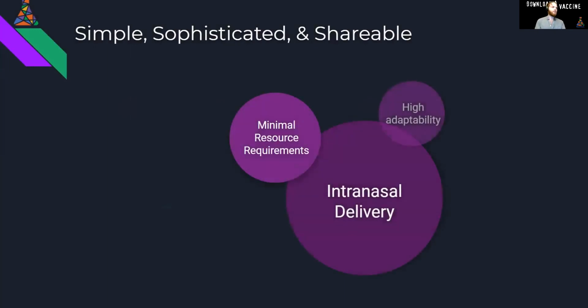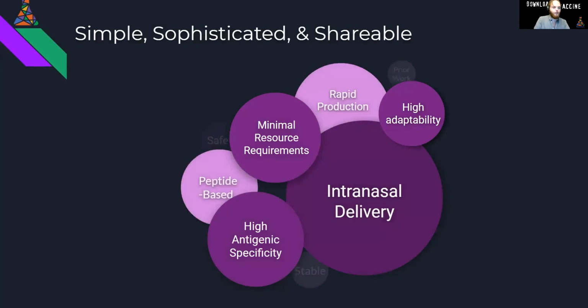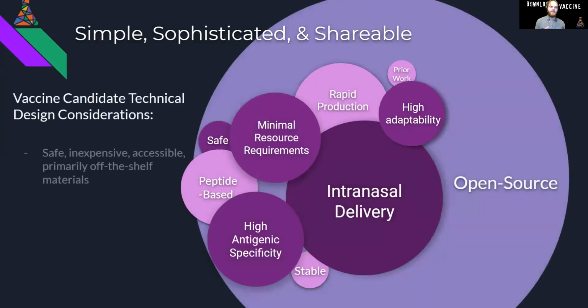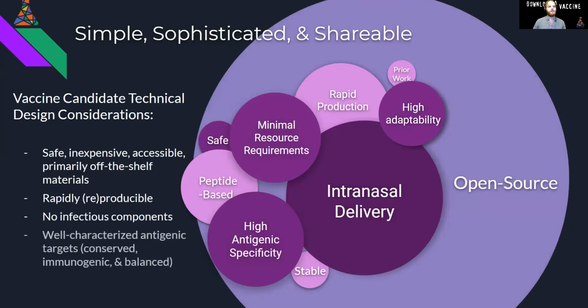We took into consideration some basic design principles when considering how to develop vaccine candidates that fit the needs of this pandemic and potentially future pandemics. So we opted for safe, inexpensive, accessible, and primarily off-the-shelf materials. Very few custom components, and very few that required high grade or inaccessible laboratory infrastructure. We also wanted these prototype vaccines or vaccine candidates to be rapidly reproducible. That is, rapidly producible, but also with high enough fidelity and enough simplicity that they could be reproduced in other labs, so that you could have parallel implementations and maybe parallel experiments happening in multiple places at once.